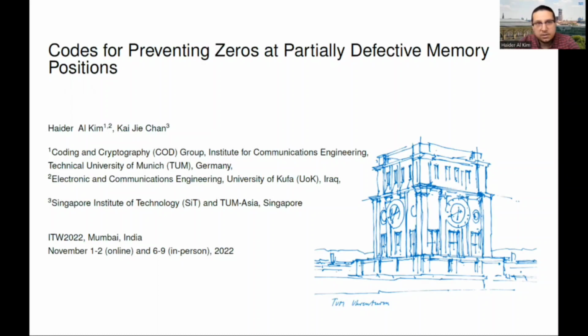Our paper is titled Code for Preventing Zero at Partially Defective Memory Positions, and this is a joint work with KJ Chan from the Singapore Institute of Technology and TUM Asia and the Technical University of München.